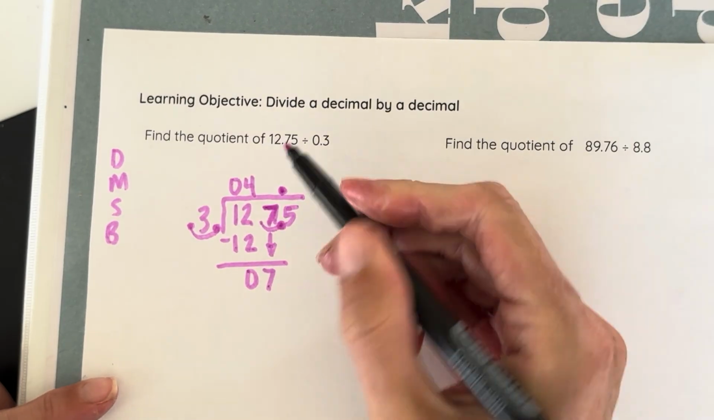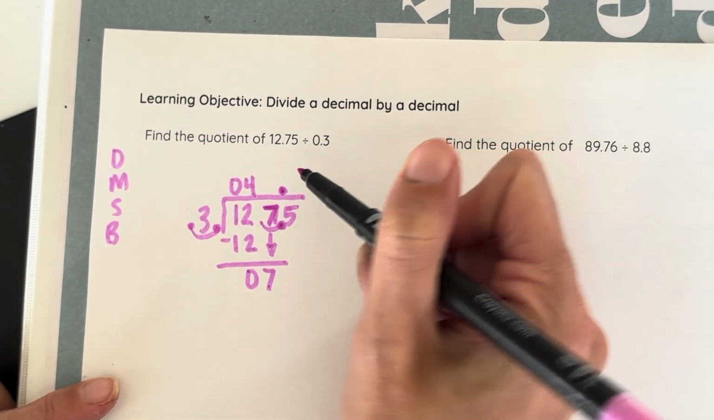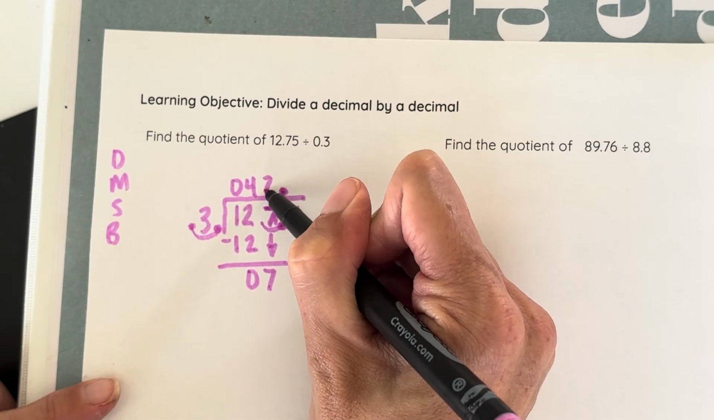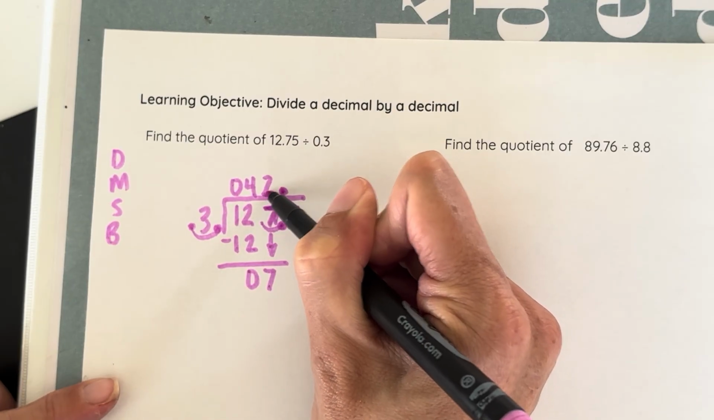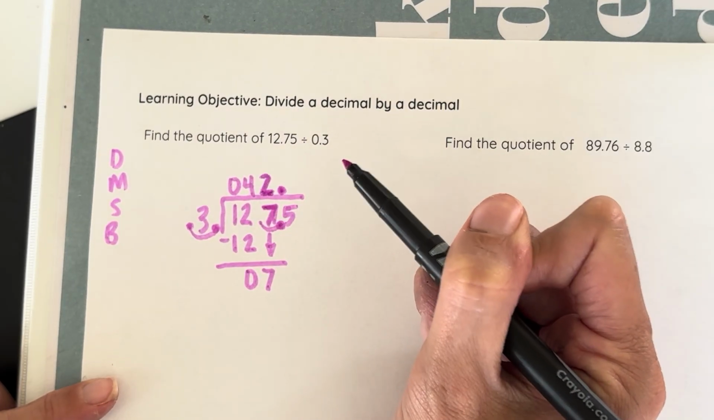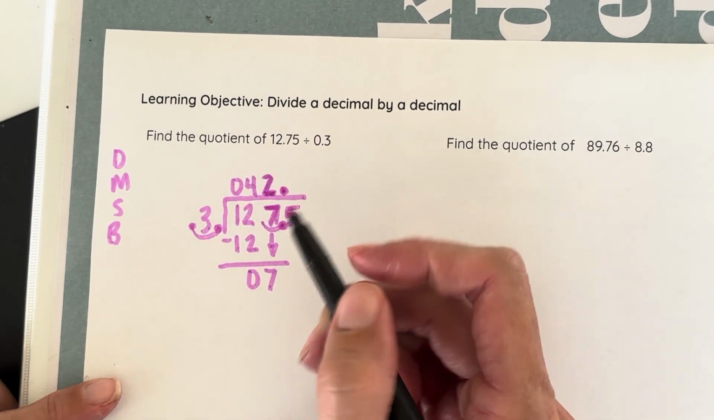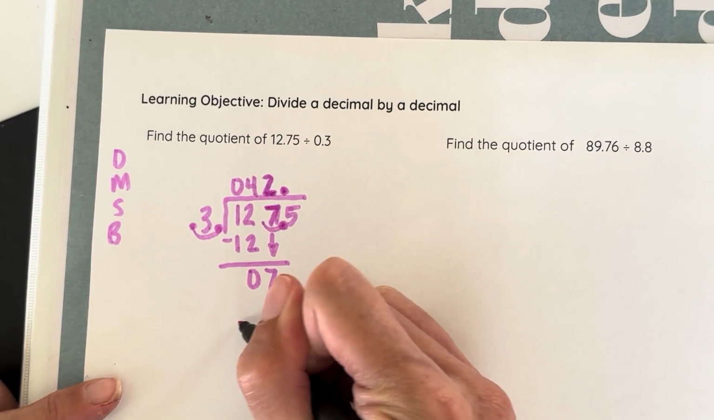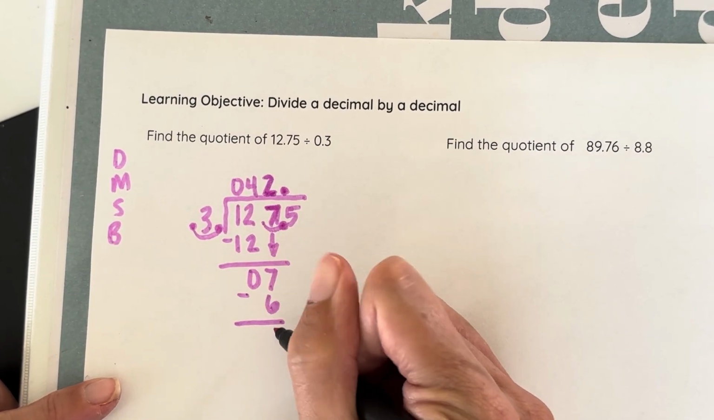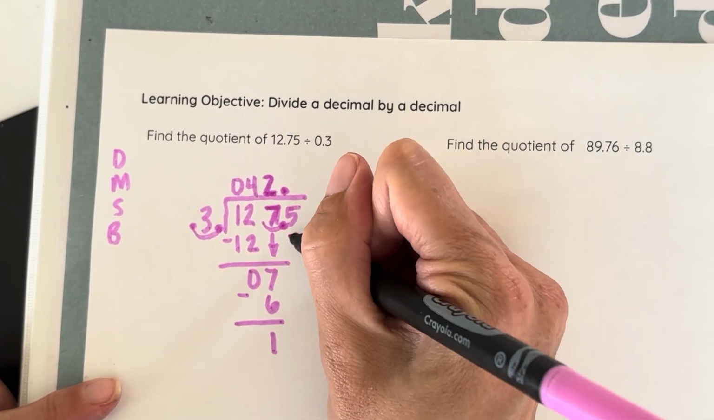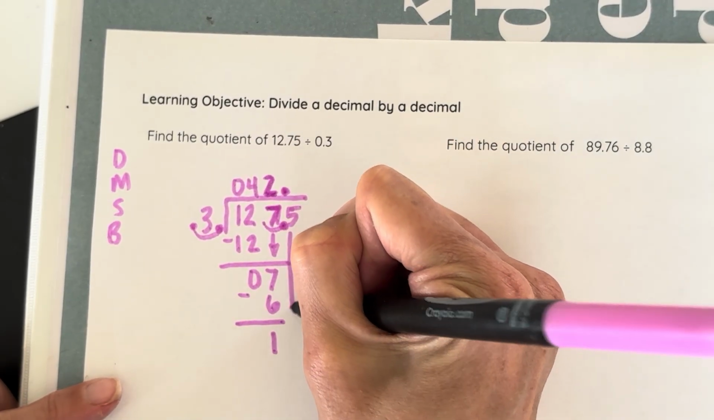I have a 7. 3 goes into 7 2 times, and I write it right above the 7. Make sure you can tell that's a 2. 3 times 2 is 6. Subtract, and I get a 1. I need to bring down my 5.